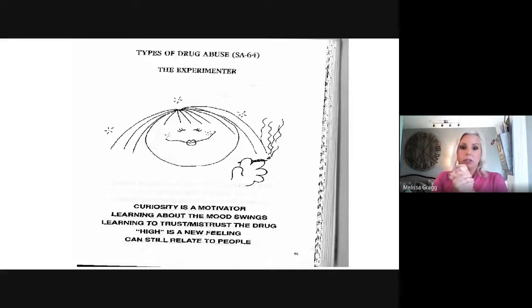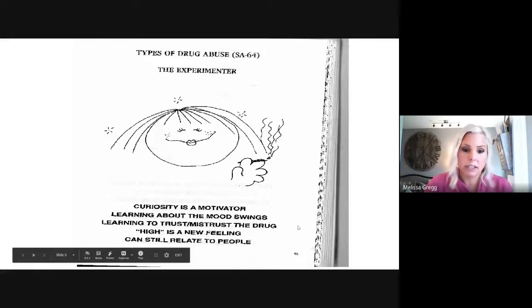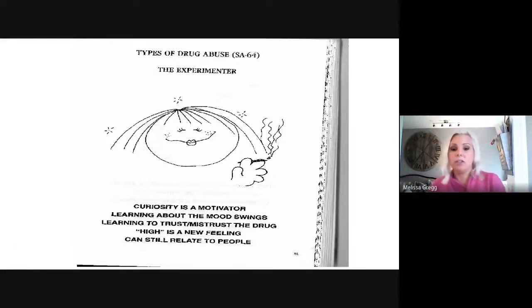Okay, so types of drug users. The experimenter. Look at this person here. This is a person for whom curiosity is a motivator. Learning about the mood swings, learning to trust, mistrust the drug. High is a new feeling, and they can still relate to people. So this may be because they wanted to experiment, because again, the brain, you guys are always looking for something new and something that's going to reach that reward center, thinking about now, not thinking about what's going to happen in the future. So this is the experimenter.